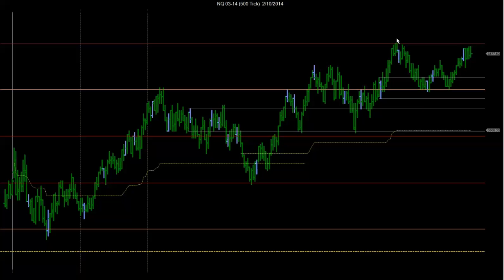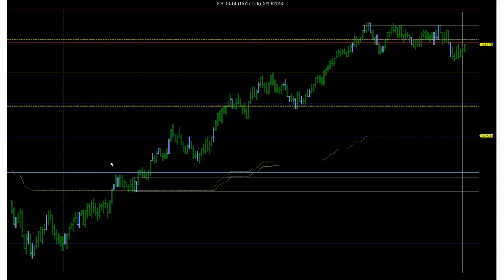and we do make this minor move up here, and we perform another minor move pullback. We also have a minor move back up, but we're getting close to the end of the day there. Let's move along. Chart of the ES.